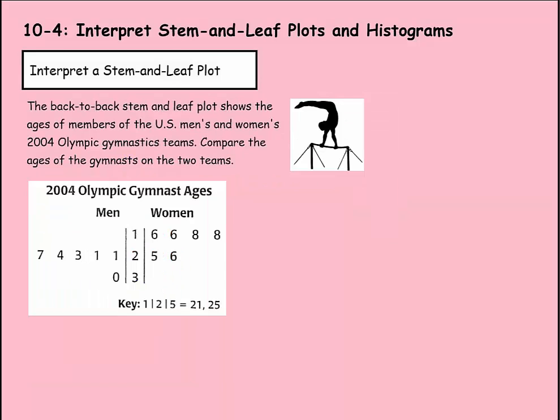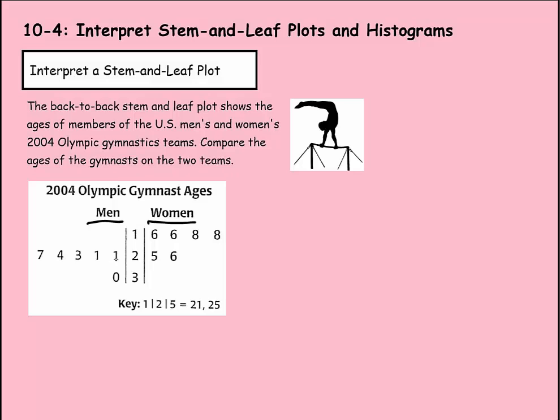Now we're going to interpret a stem and leaf plot. And it's actually going to be working with a back-to-back stem and leaf plot, where the stem is in the middle and then the leaves are on both sides for two different categories, men and women in this case. So it says the back-to-back stem and leaf plot shows the ages of members of the U.S. men's and women's 2004 Olympic gymnastics teams. Compare the ages of the gymnasts on the two teams.